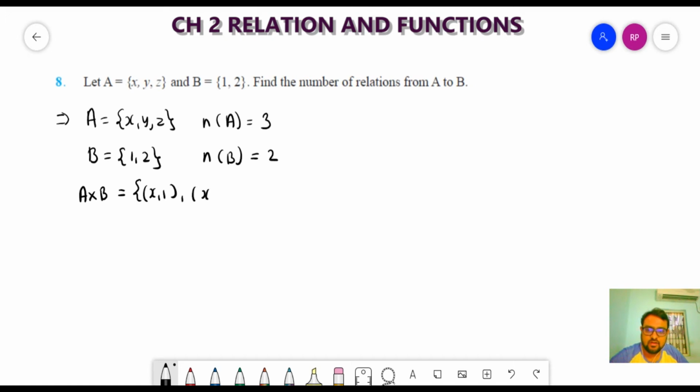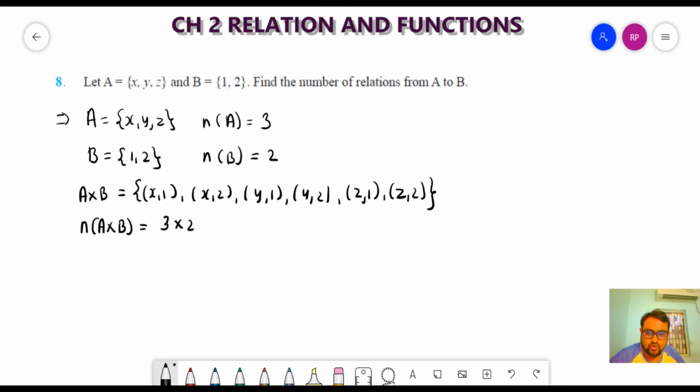If I take A cross B, the number of elements will be equal to 6. Let me note it down: x1, x2, y1, y2, z1, z2. Actually there is no need to note down A cross B, because the question directly asks us to find the number of relations. What is the number of elements of A cross B? 6. I can directly write 3 into 2, because the number of elements in A is 3 and in B is 2, so 6. Or else, just count 1, 2, 3, 4, 5, 6. There are 6 elements in A cross B.